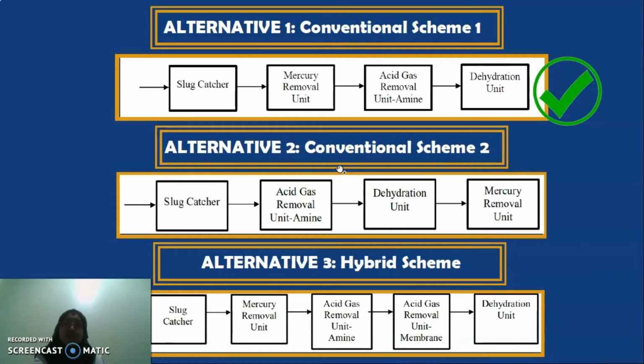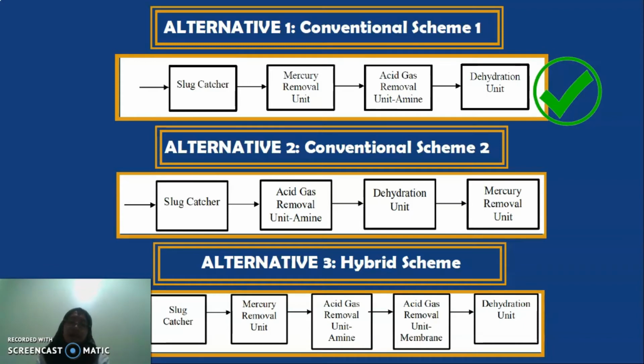So let's look at alternative 3. The difference between alternative 1 and alternative 3 is the addition of an acid gas removal unit using a membrane. The hybrid system is an effective method to remove acid gas. However, the acid gas in the feed gas is too low. Therefore, it is not recommended to choose the hybrid system, in order to minimize the initial capital investment of the plant.